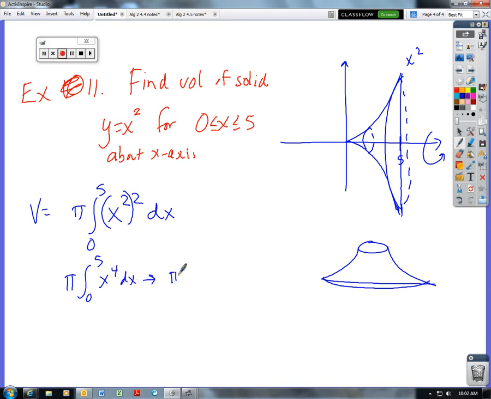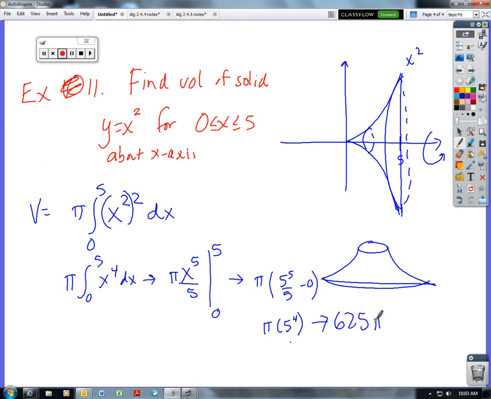When we integrate that, we have x to the 5th over 5, going from 0 to 5. Bring the pi along: 5 to the 5th over 5 minus 0. So that's going to be 5 to the 4th. I do believe that's 625, because 5 squared is 25, and 25 squared is 625. So 625 pi units cubed. And that concludes D.1.